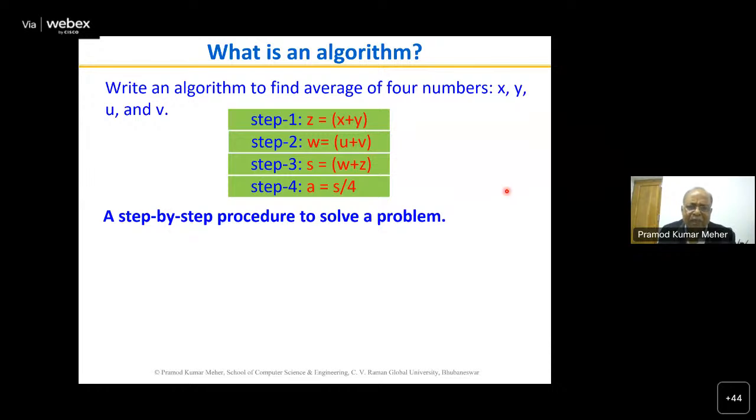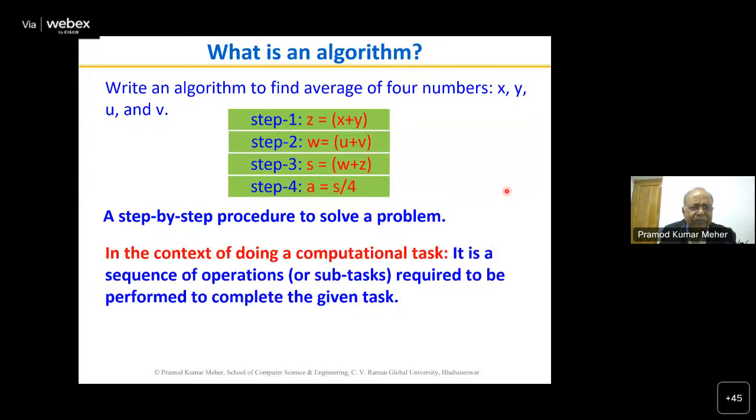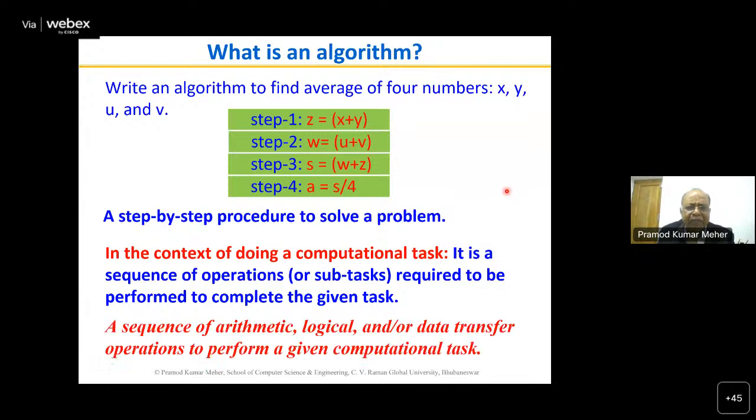You can first, in step 1, compute w. In step 2 you can compute z. Okay. So in the context of doing or executing a computational task, it is a sequence of operations. Some computational operations are required to be performed to complete the given task. Or you can say it is a sequence of arithmetic, logical, and data transfer operations to perform a given computational task.